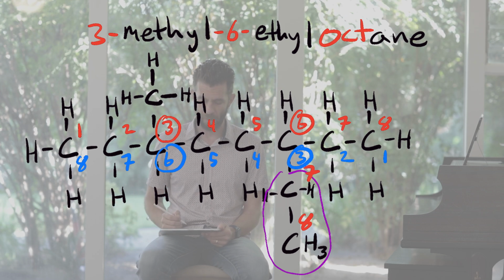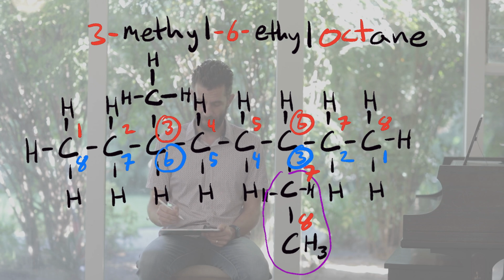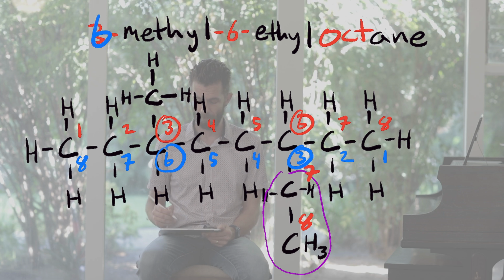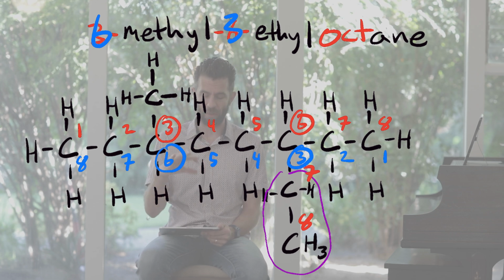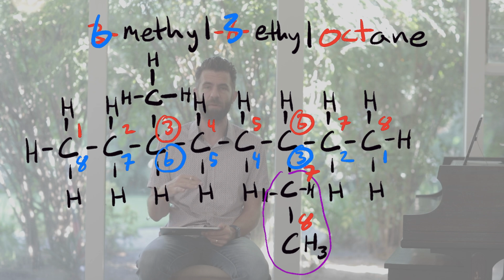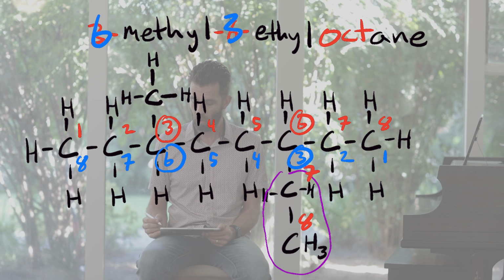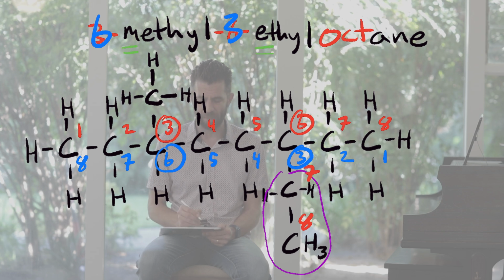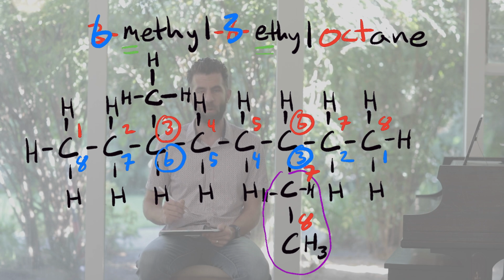Or, if we wanted to go in the blue direction, we could have 6-methyl 3-ethyl. Now, these are the same. We could have 3-6 or 6-3. Now let me show you one more important rule here. Whenever naming something, we must alphabetize the substituents. So what we have here is E before M.